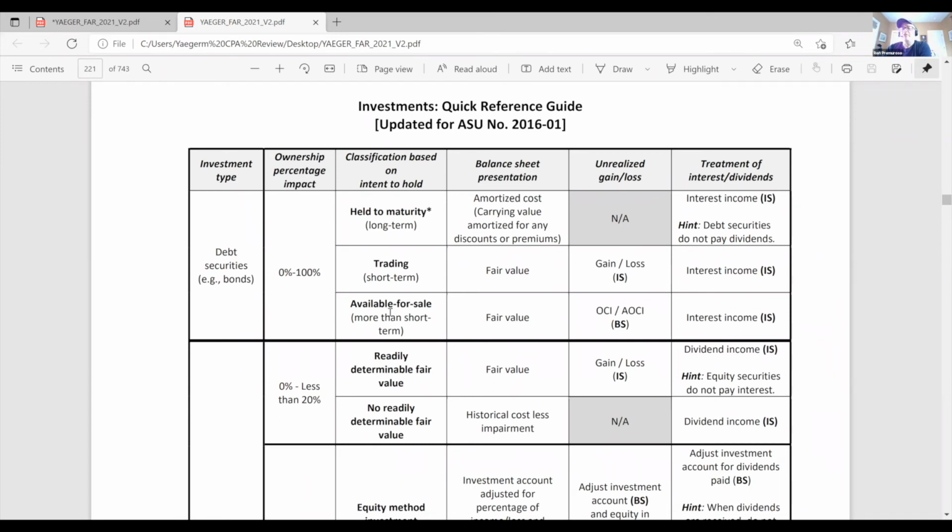Next, available for sale. So that's somewhere between I'm going to hold it to the end, long term, or I'm going to hold it only for the short term. So in those cases, the good news is it's still going to be recorded at fair value, but because it's not short term, it's somewhere between short and long term, any unrealized gains or losses, we saw that yesterday, go to AOCI, other comprehensive income.